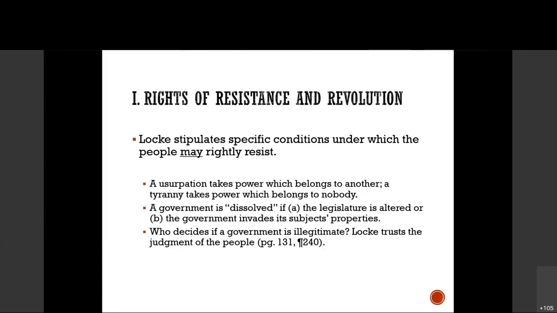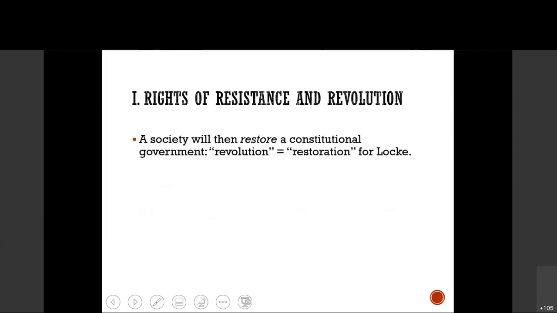Sometimes this is called the trustee theory of government. And the idea is the people entrust the government with power. When the government loses the people's trust, they are the ultimate judge as to the legitimacy of that government. This is sometimes called popular sovereignty too. So let's say that the people judge that the government is illegitimate, that they resist violently. Then what? Well, the idea for Locke is that the civil society will restore a constitutional government.